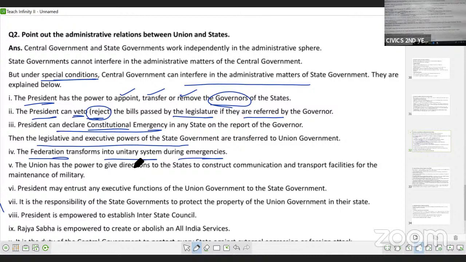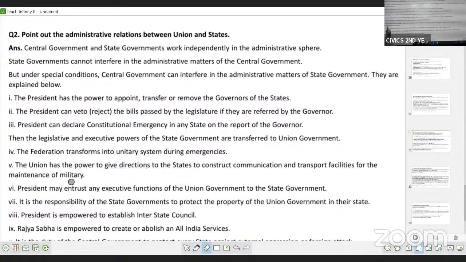Okay, so all the powers of state governments will be transferred to the central government. So the federation becomes unitary. The union has power to give directions to the state for construction of transport and communication facilities for the maintenance of military. Defense is the responsibility of central government, but that military is protecting the states. It is the responsibility of the state government to provide communication and transport facilities.